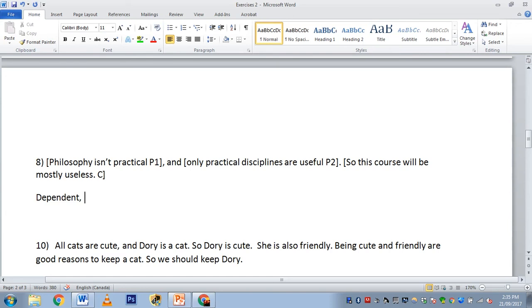Now, in this case, it's a bit weird, right? Because the conclusion seems to be weaker than what the premises could justify. So you're using these premises: philosophy isn't practical, only practical disciplines are useful. Those are very strong claims, and they could be used to justify the conclusion, so this course will be useless, right? So this course will not be useful, right? And that's a stronger claim than this course will be mostly useless, which is, it looks like you're marshaling more evidence than you need to establish this conclusion.